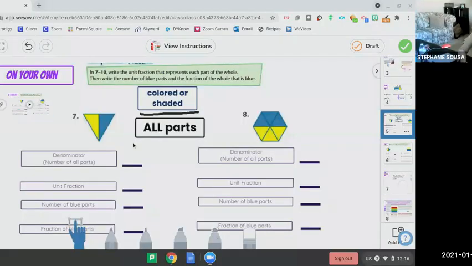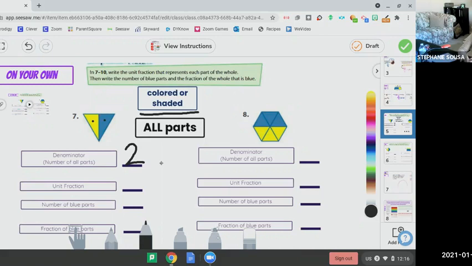All righty. So denominator is all of the parts. Take a look at this model. I want you to grab a dot. I want you to put a dot on each part. 1, 2. The denominator of this fraction is a 2. If you had a 2, great. If you did not have a 2, fix it. Most of you had this part right. When we get to the bottom is where we had a lot of mistakes.